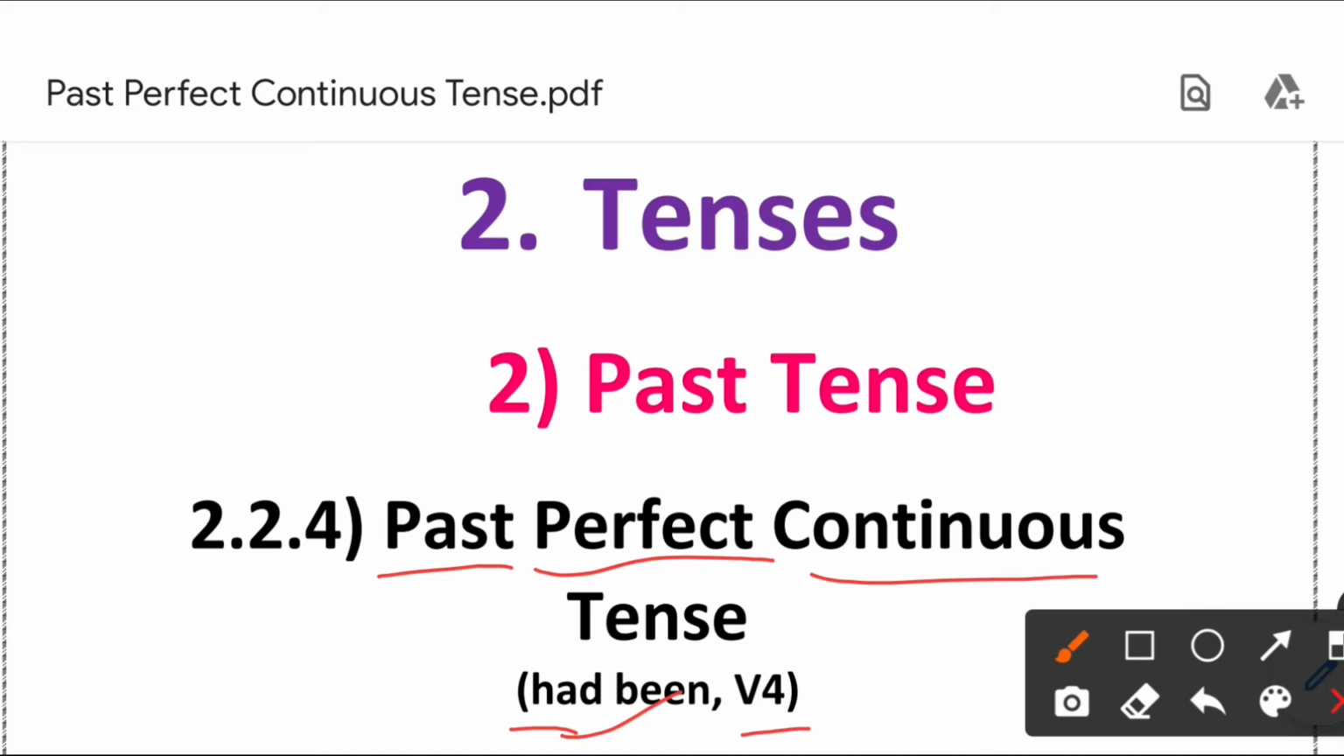Verb first form is the verb present form, verb second form is the verb past form, verb past participle is the verb third form, and verb present participle is the verb fourth form. That means we use ing after the verb. Verb means basically an action word.